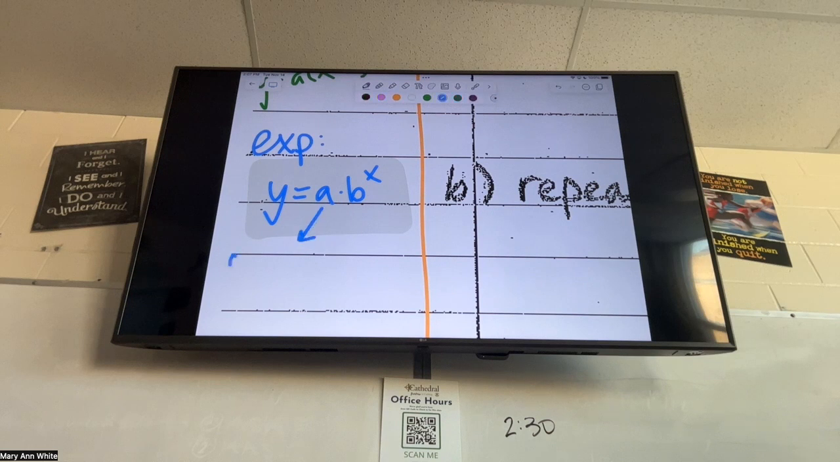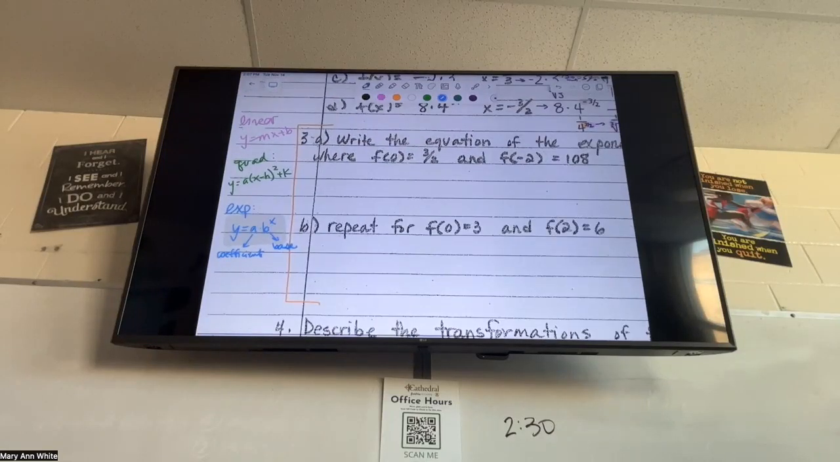A is basically your coefficient. And then B is the base of my exponential. X is obviously the exponent. So we need to find the coefficient and we need to find the base. Okay, we're going to do A because it's a little harder. We'll do that one together and then you'll try B on your own, okay?